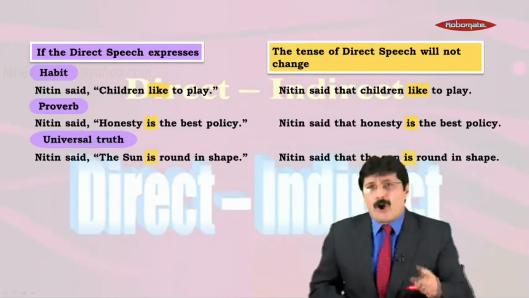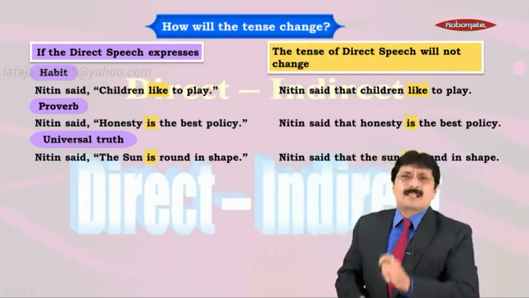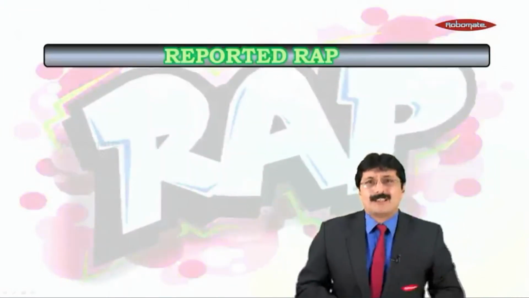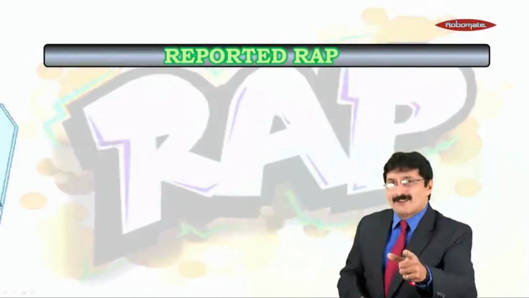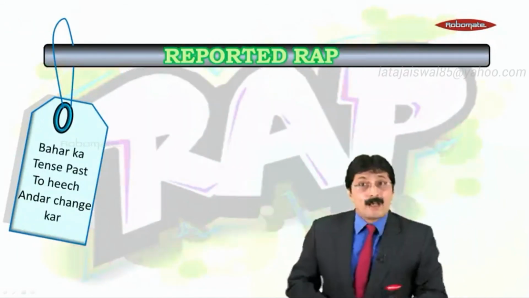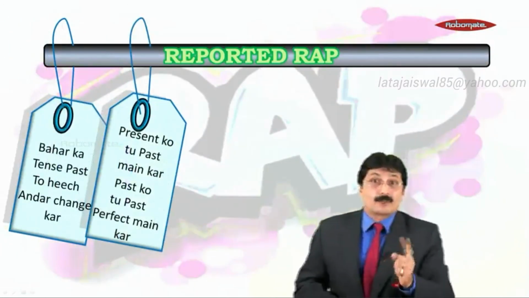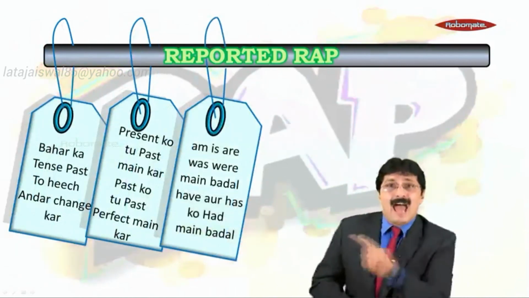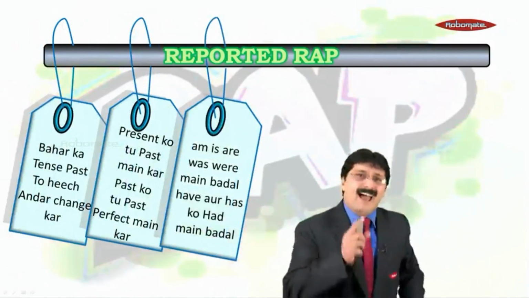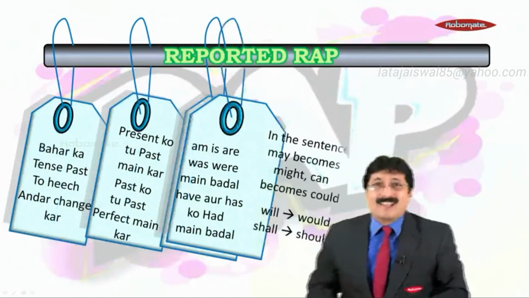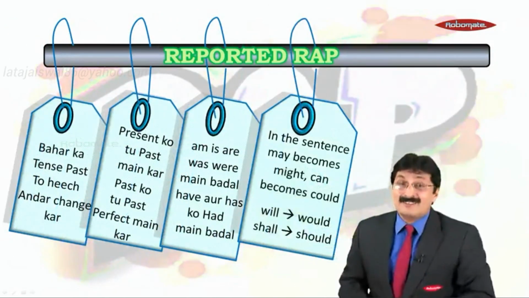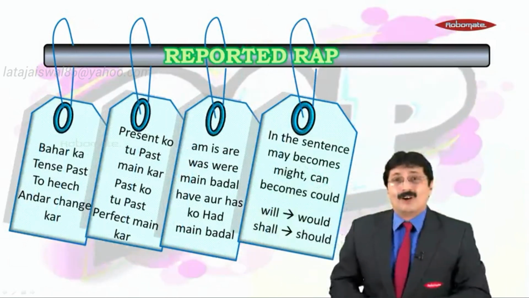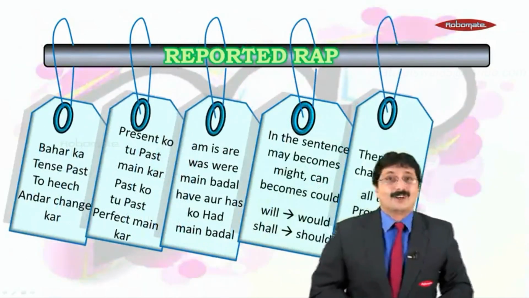Sir, can we do it all together? Absolutely. Let's do it all together, and let's do the reported rap by Behram sir. Here we are. Bahar ka tense past to hich andar change kar. Present ko tu past mein kar. Past ko tu past perfect mein kar. Am, is, are, was, were mein badal. Have aur has ko had mein badal. In the sentence, may becomes might, can becomes could, will, would, shall, should.